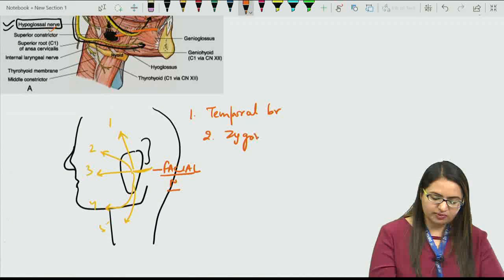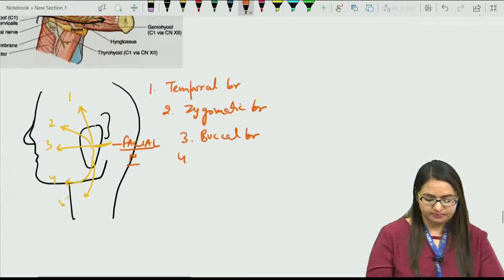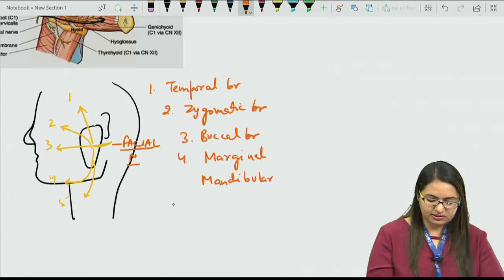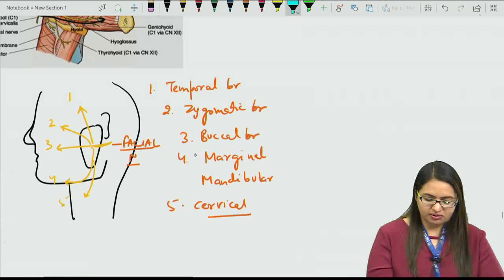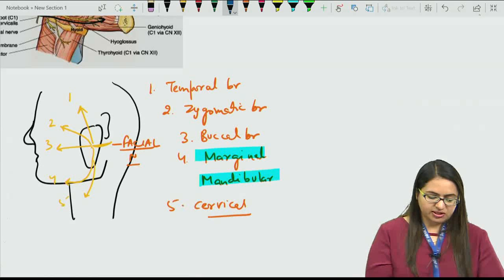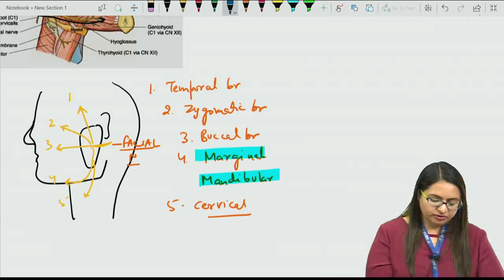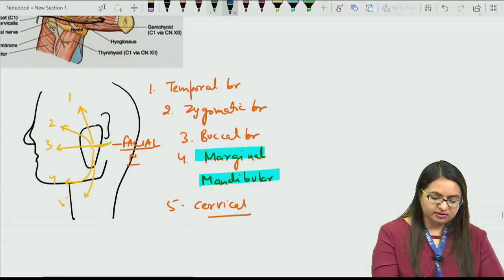The second branch is zygomatic branch. Third is the buccal branch. The fourth is the marginal mandibular. And the fifth is the cervical. Now, if we see over here the marginal mandibular branch, it is actually running posterior and inferior to this angle of jaw and near the inferior margin of the mandible. So, over here it will be related to the submandibular gland which is present over here.